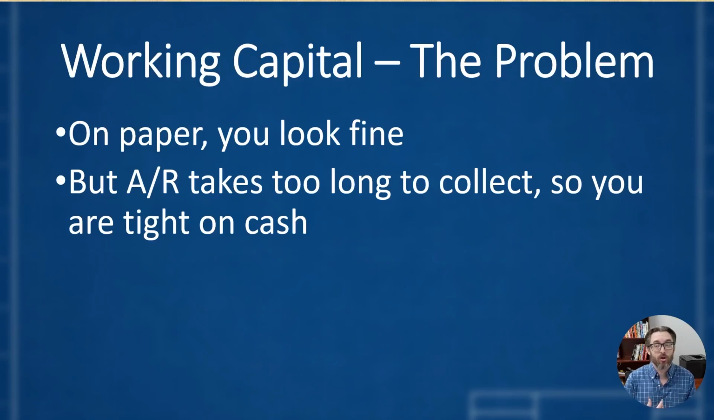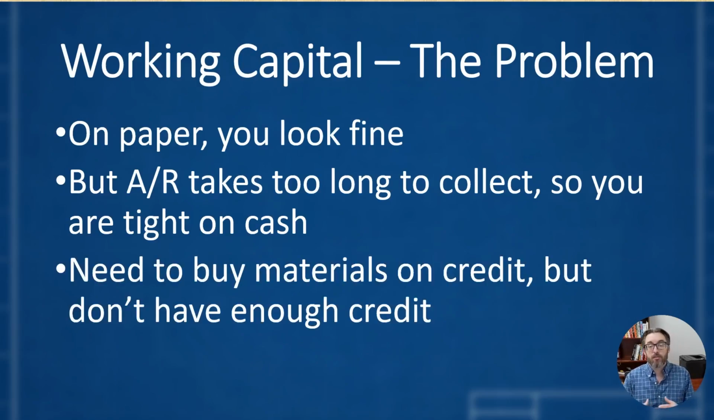AR takes too long to collect, so you're tight on cash. You're counting on that money coming in, but is it going to come in on time? Or maybe it's scheduled to come in 60 days rather than the next 30 days. It can be really irritating. Meanwhile, you need to buy materials on credit, but you don't have enough credit, and the vendor bills are piling up, and you can't pay those because you haven't been paid on the other stuff yet.